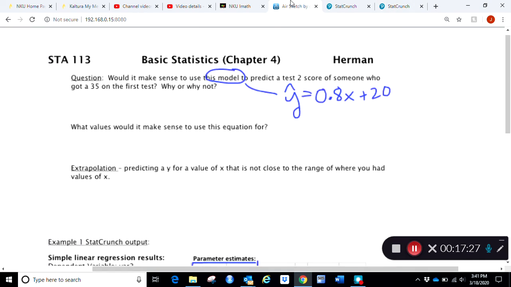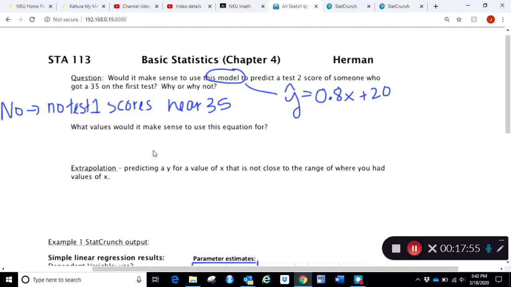So then how I would explain my answer here, I would really say no. Mainly because we don't have test 1 scores near a 35 in our data. I don't have test 1 scores near 35. So I really would feel uncomfortable in plugging that value in then.